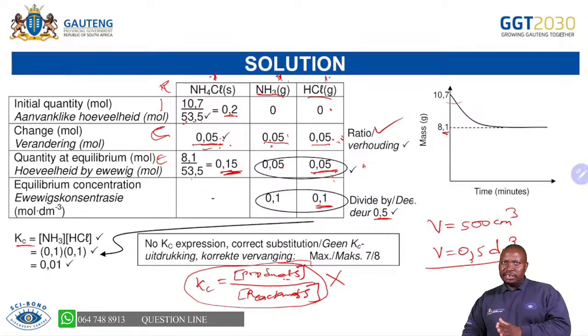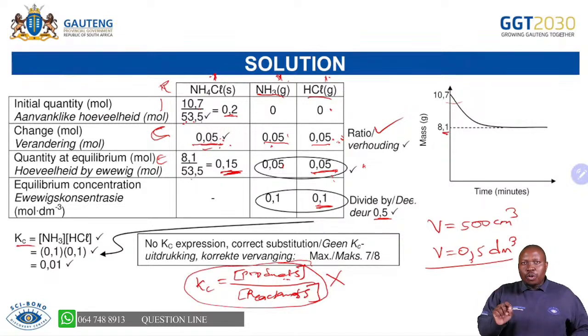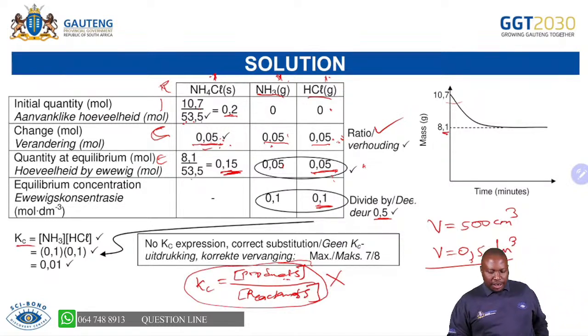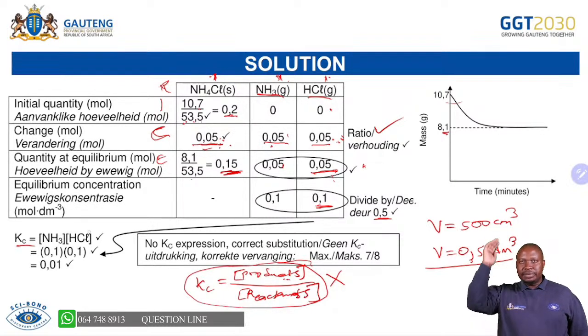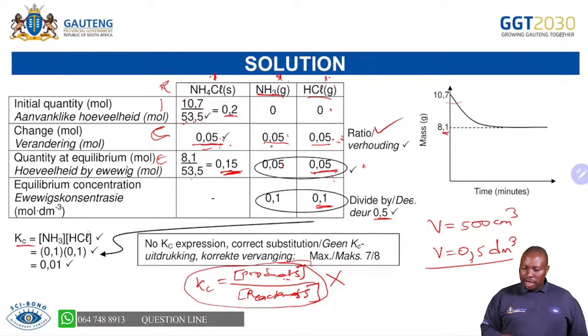That is not the Kc expression. When you say Kc expression, we are referring to the Kc expression of the question that you have been given, which in this case is Kc equals concentration of NH3 multiplied by concentration of HCl. Fortunately, we didn't have the coefficients. If you have coefficients, remember the coefficients become the power there. And then you are able to do that.